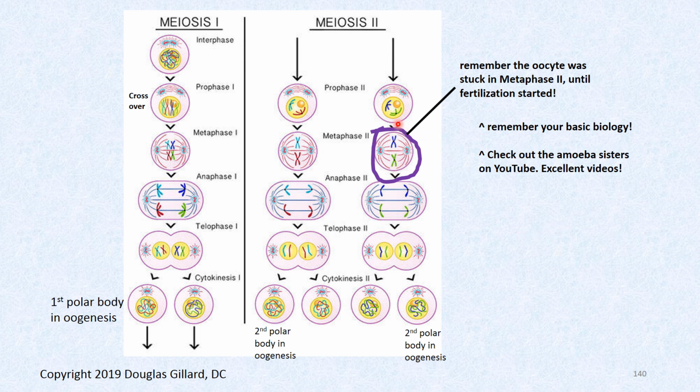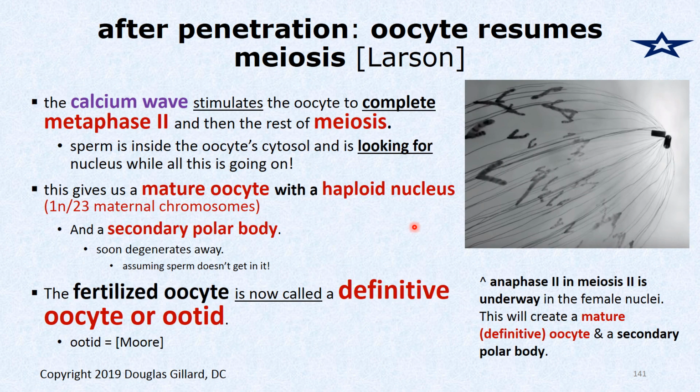And remember, we were stuck in metaphase 2, but once the sperm got into the cytosol, it started up again. And we went through anaphase 2, telophase 2, cytokinesis, and we got ourselves 2 new creatures from one creature. We got another, but this is the polar body, right? But now we have a mature nucleus, whereas this part we didn't. All right, so make sure you know that stuff.